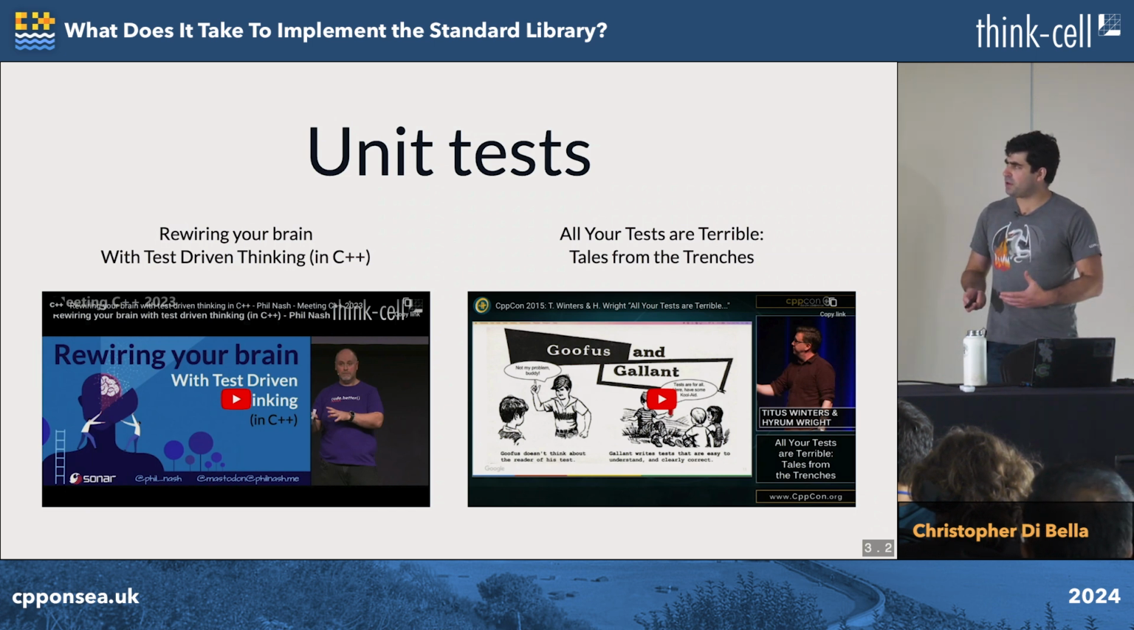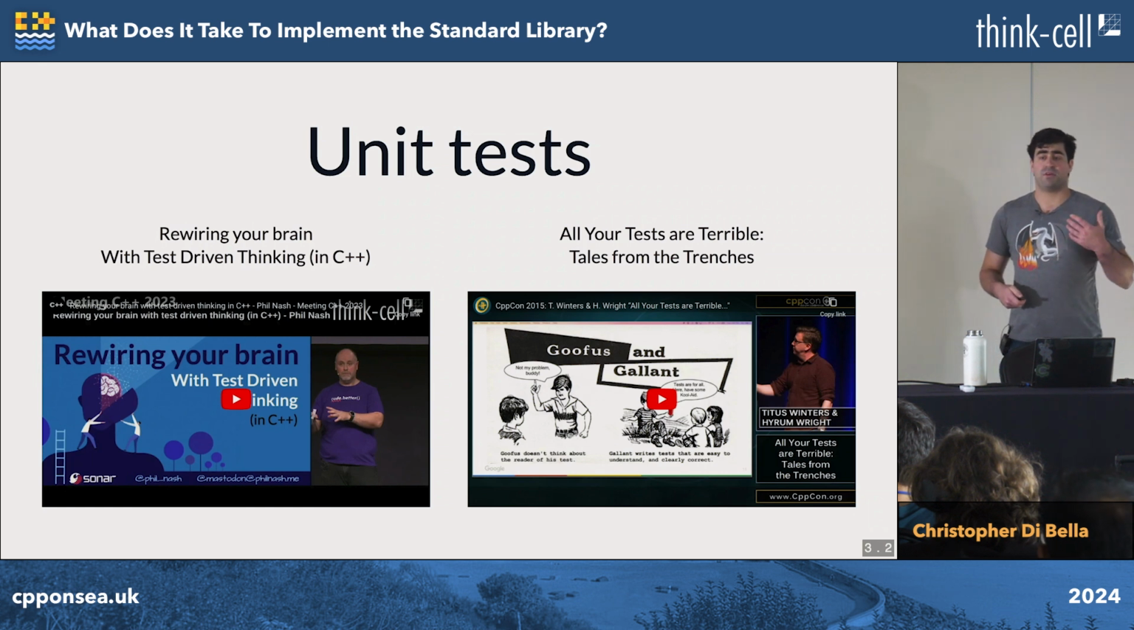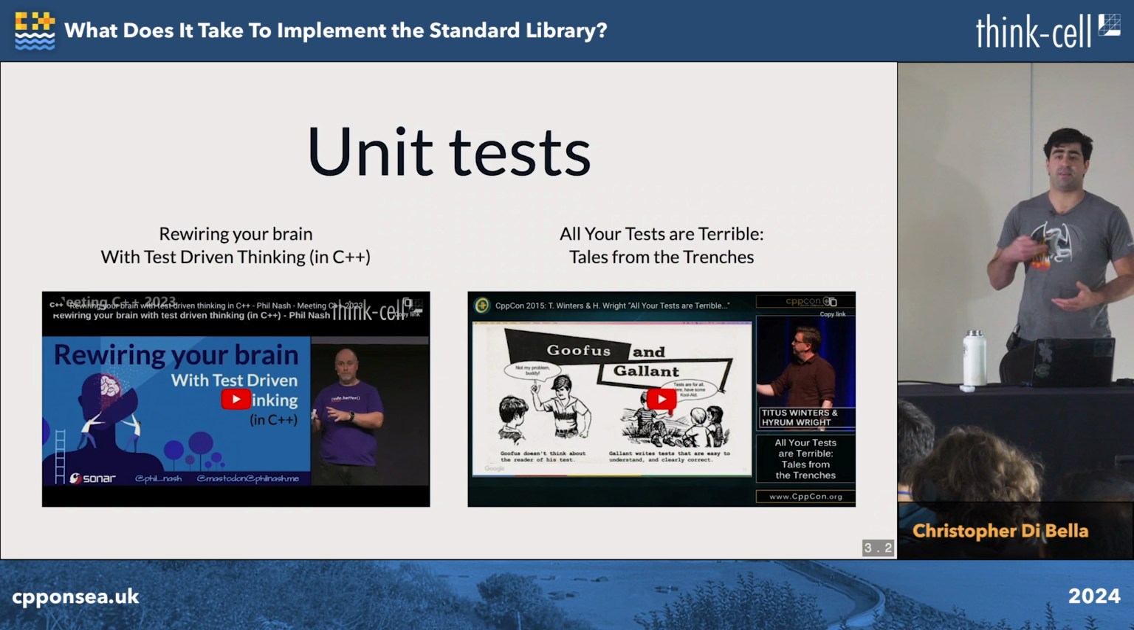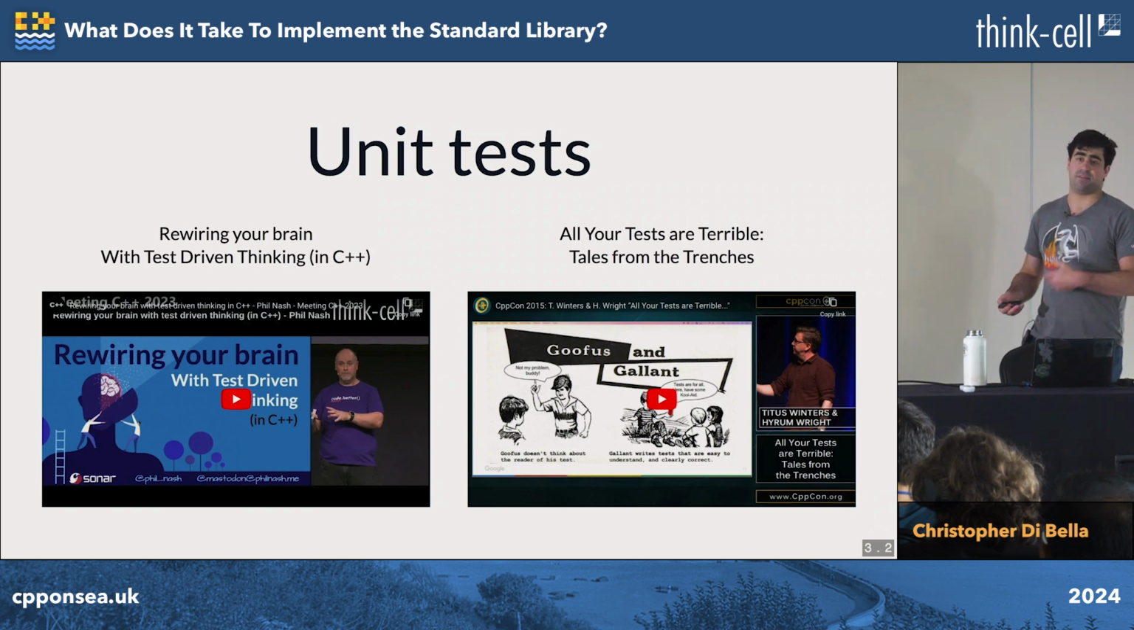I find that the best way to get the most out of unit tests is to use test-driven development. And test-driven development, if you're not familiar with that kind of programming paradigm, is to write a test and then implement a wrong version of what it is you're testing, and then fix the thing once you verify that the test is actually doing something, so that way it is passing.